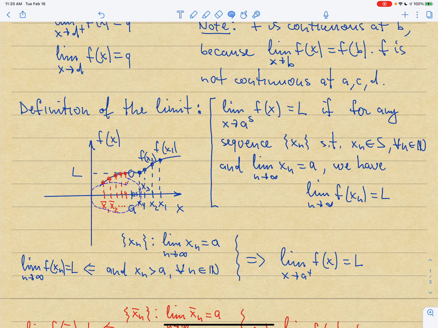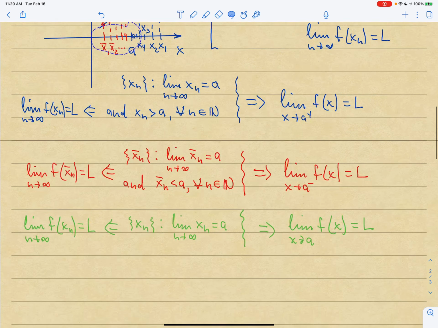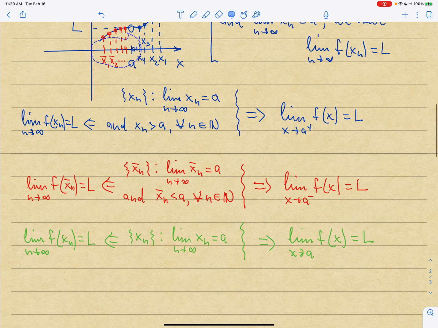Now, here, A and L both can be finite numbers or plus infinity and minus infinity. So let me see if I can squeeze this in here.